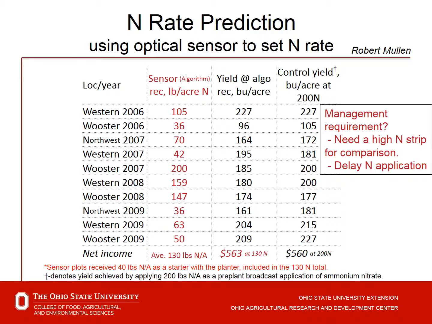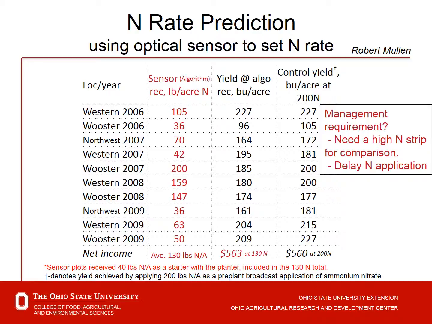Here's an overview of some trials that Robert Mullen conducted. These were from 2006 through 2009 at 3 locations, so these are research farms in Ohio. And what he found was that they could make an improvement, a reduction, maybe in our nitrogen rates. The column there in red, where it says sensor rate in pounds per acre, is what the sensor told us to apply with the information that we were able to gather from the plots.